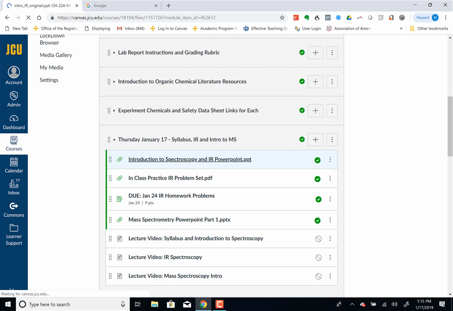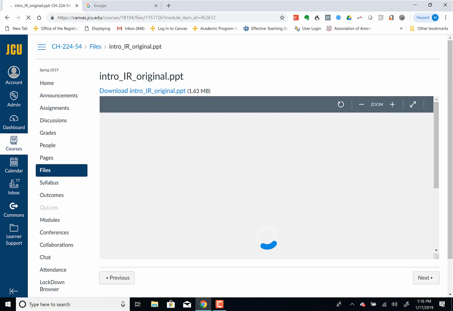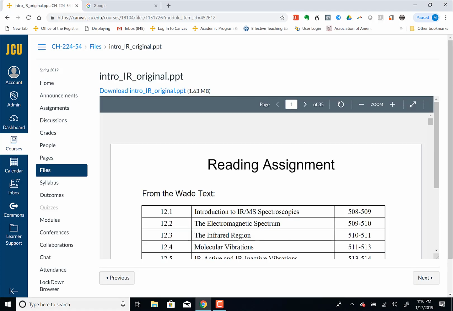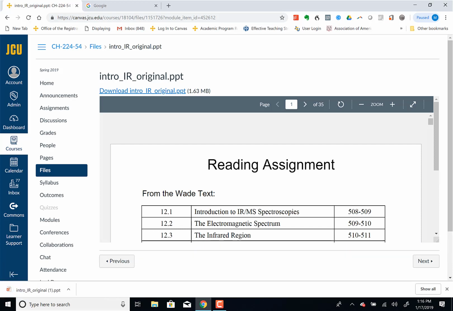So let's start with the idea of what is spectroscopy? What have we not talked about in organic lecture to this point?